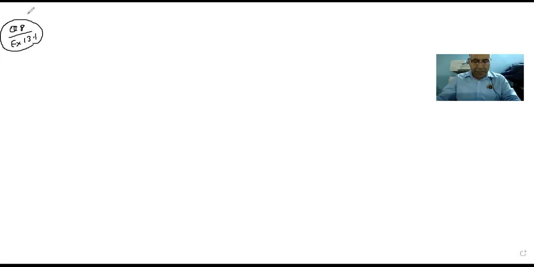Question number 8, exercise 13.1. From a solid cylinder. Now see, this is a cylinder with us. I'm going with a brown color. This is a solid cylinder with us, whose height is 2.5 centimeter and diameter is 1.4.